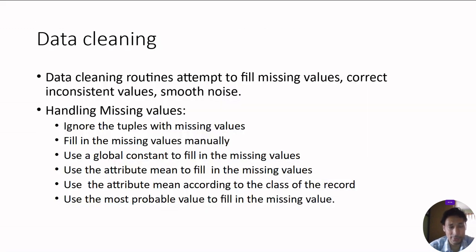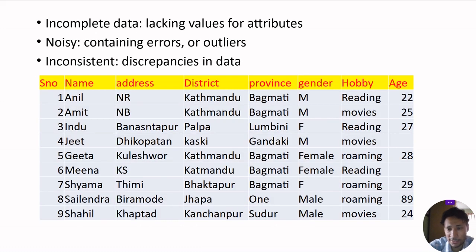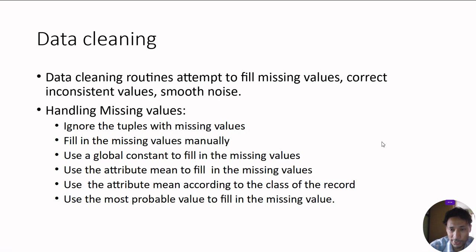So let's talk about data cleaning. A data cleaning routine attempts to fill in missing values, correct inconsistent values, and smooth noise. In this database table, to fill this missing age, what we can do is take the average of these values and provide that average value for the missing cells. Or we can fill in the missing values manually, but that will be a very time-consuming process because we have to find out those values first.